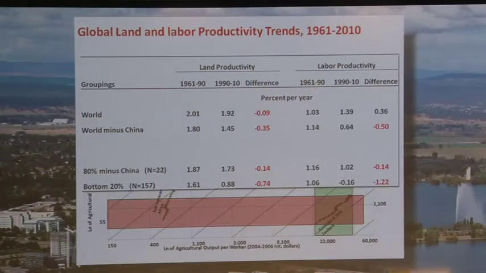slowdown in productivity growth. So what I've done here is got some various clusters of countries in terms of the world minus China, what I call the 80%, that is that there's 23 countries in the world that produce 80% of the world's output in agriculture. If we strip China out of those, so we just have N equals 22, and then the bottom 20% of the countries, that is 157 countries that produce 20% of the world's global output, and look at the differentials between the rates of productivity growth pre and post 1990, and we can see a generalised pattern in these data of a slowdown in this productivity measure as well.